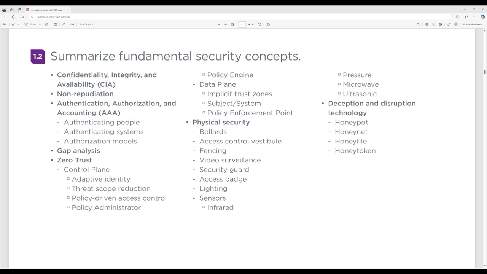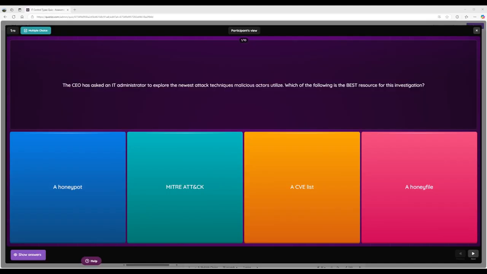We will review 10 questions from CompTIA Security Plus 1.2, Summarize fundamental security concepts. Question 1. The CEO has asked an IT administrator to explore the newest attack techniques malicious actors utilize. Which of the following is the best resource for this investigation? Honeypot, MITRE ATT&CK, a CVE list, or a honey file.